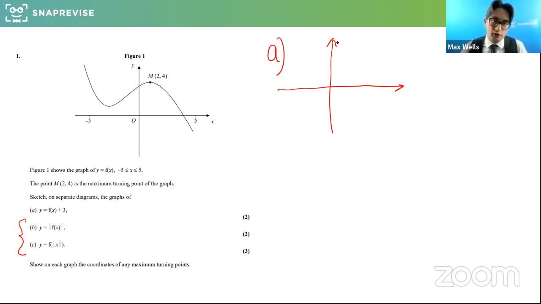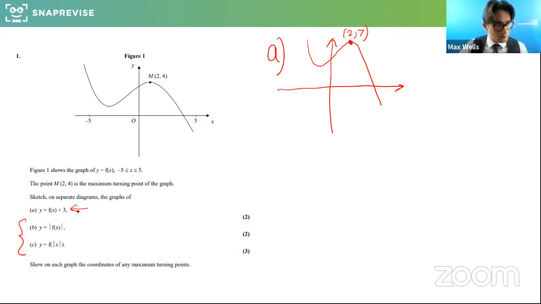The actual sketch, though, for the first question will look very similar. So f of x plus 3, hopefully we're aware that that's a shift in the upwards direction by 3 units. Essentially the shape of this graph will be very similar, and this point here will have moved to 2, 7. This question is really a bit of a recap of a GCSE idea.